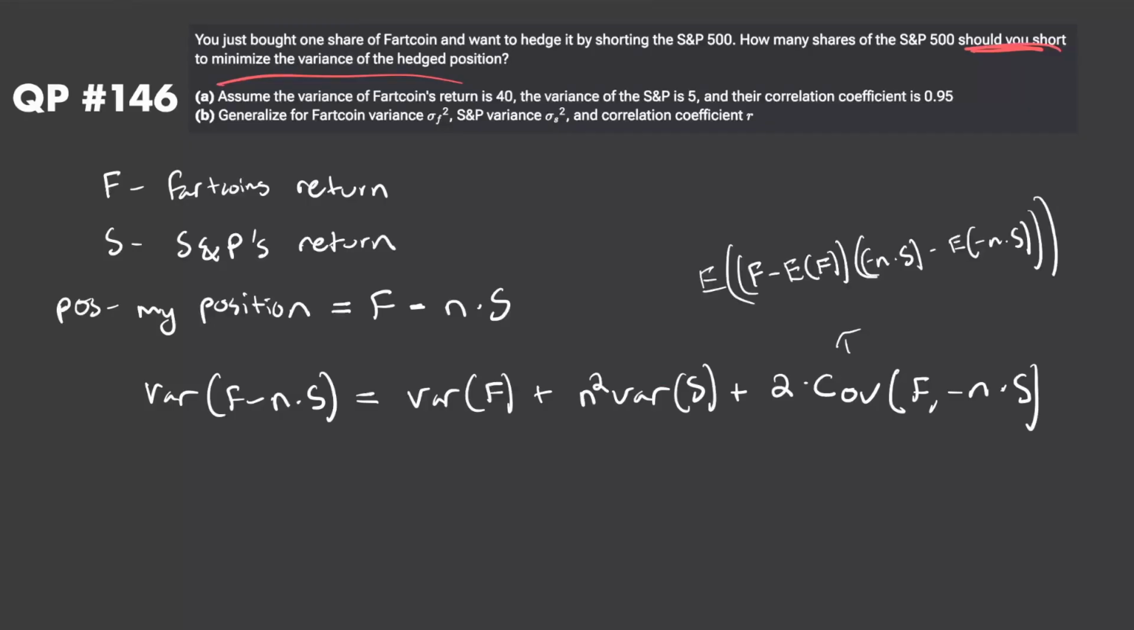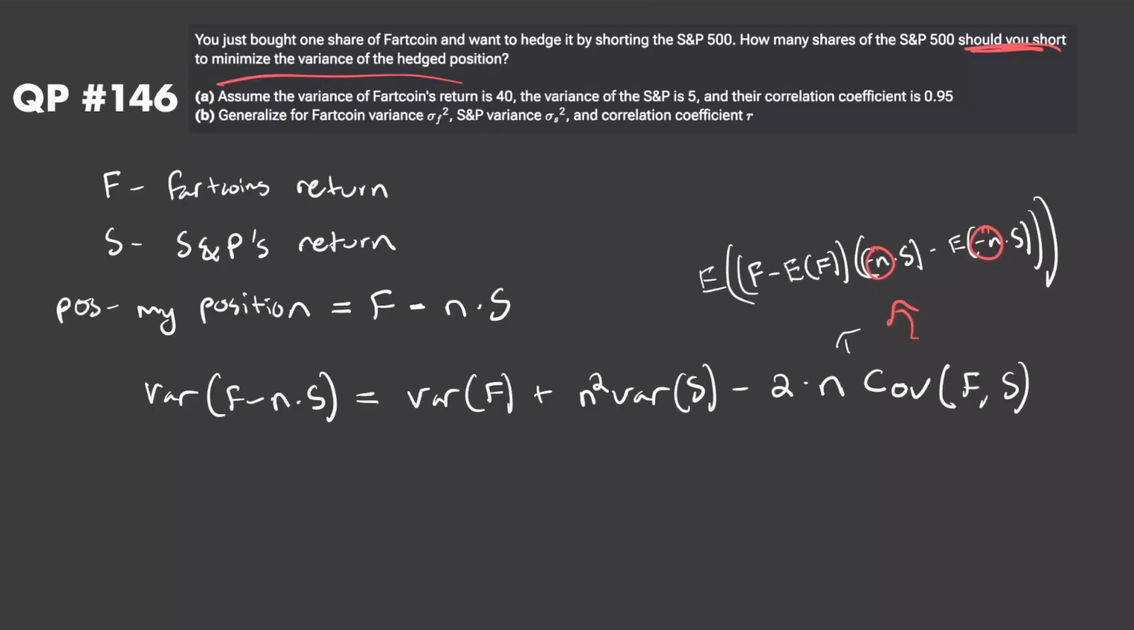I'm pretty sure we'll talk about this in QP147, but this covariance term right here, we can express like this. This is just the definition of covariance. Because of linearity of expectation, we can pull out this negative n from the whole thing. So we simplify this to the covariance of F with S, and we pull out the negative n, where the negative does not go away like it did for the variance over here. So this is what you get right here: variance of F plus n squared times the variance of S minus 2n times the covariance of F with S.